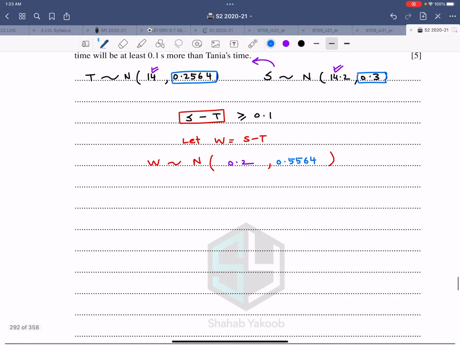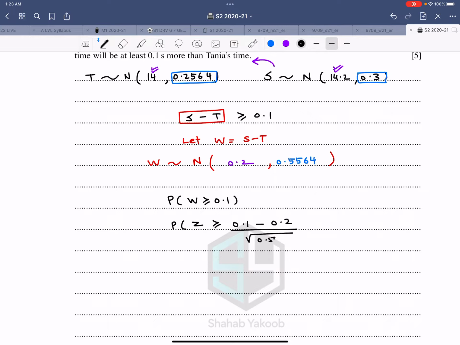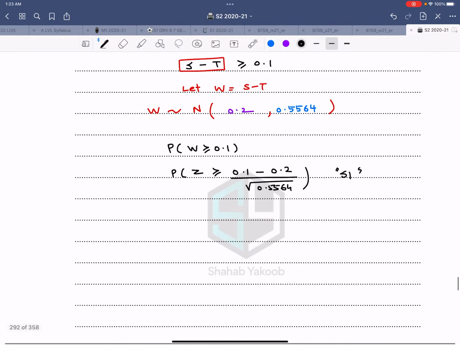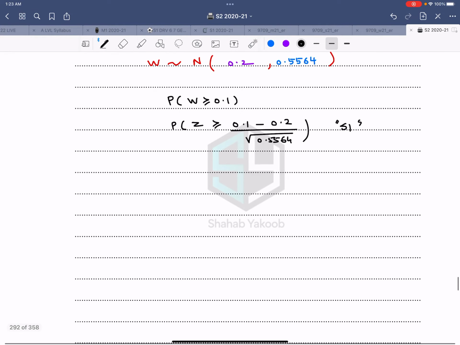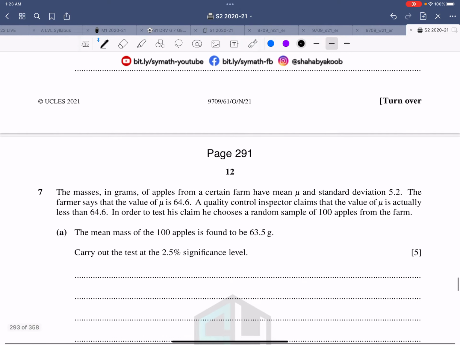So now you have to calculate probability W is greater than or equal to 0.1, probability Z is greater than or equal to 0.1 minus 0.2 divided by square root of 0.5564, and knowledge of S1 is assumed, and then you will get this particular answer. So that is question number 6 done and dusted.